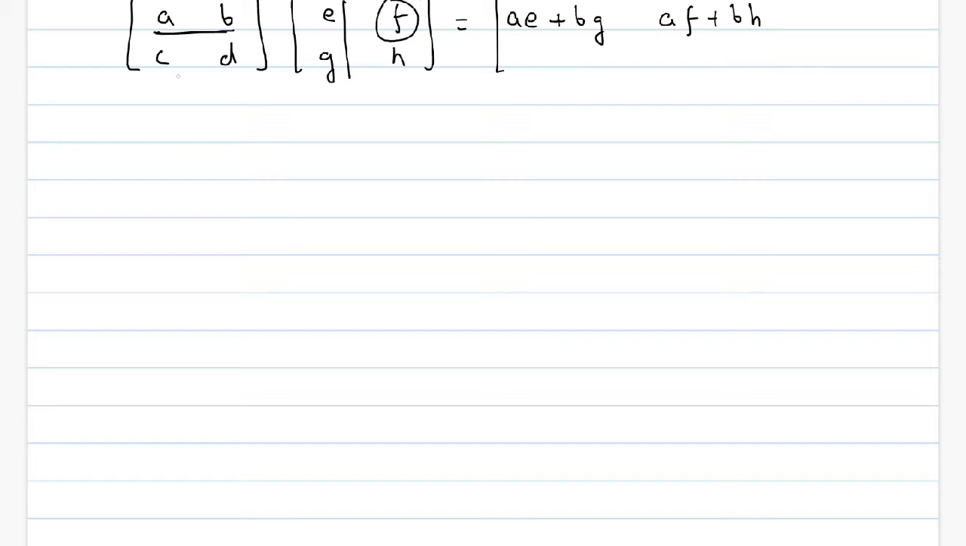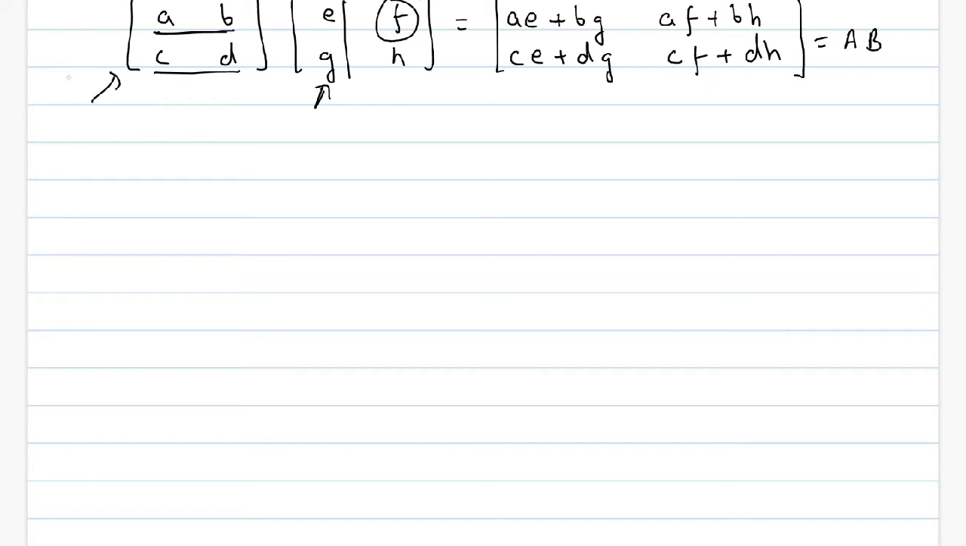And similarly the third one, we'll do the second row and our first column. So we'll have CE plus DG, and that becomes this. We'll have CF plus DH. So this is the matrix we are going to get. And so let's say this was our A and this was our B. So this becomes our A into B.